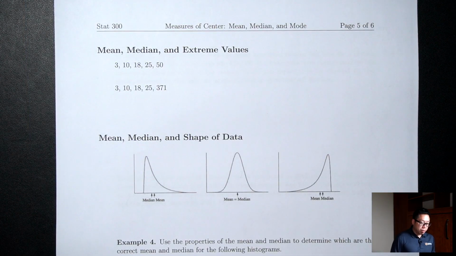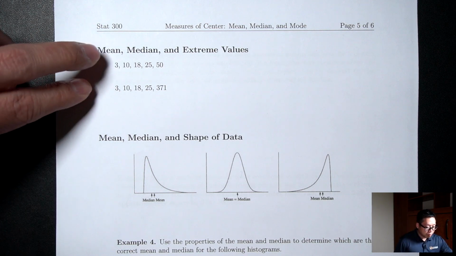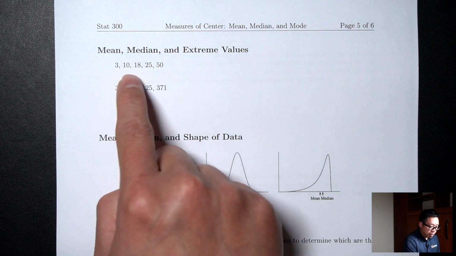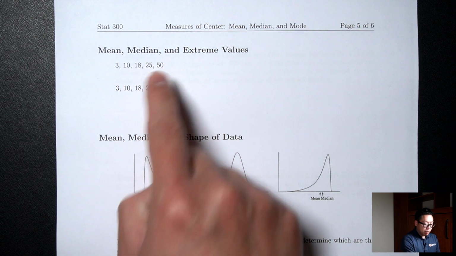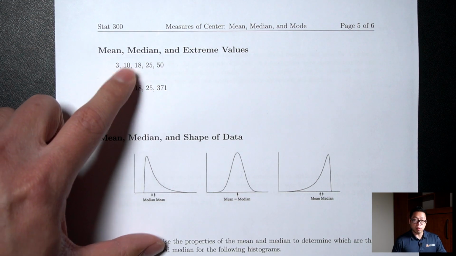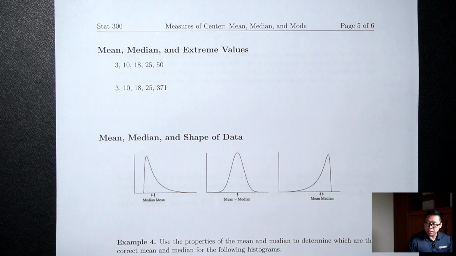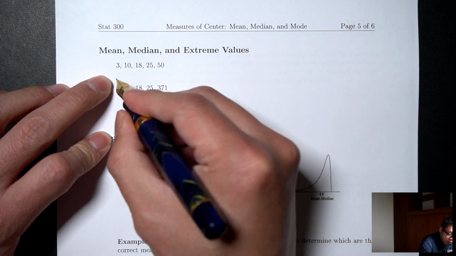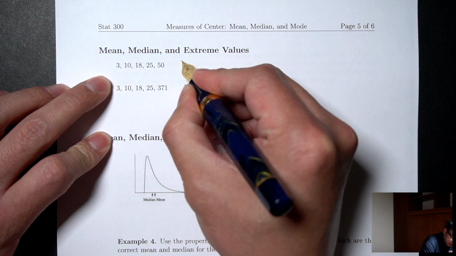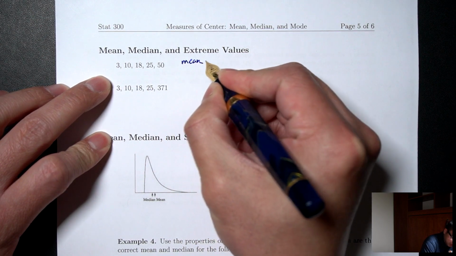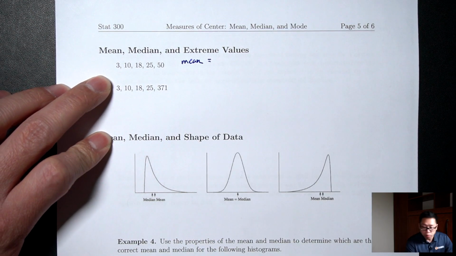Now that we know how to compute the mean, the median, and the mode, let's talk about some of their properties. First thing I want to talk about here is I have two sets of numbers, 3, 10, 18, 25, 50. Let me actually find the mean and the median for the first set here. And let me actually just tell you the answers. 3, 10, 18, 25, 50, I would tell you that if you were to compute it, the mean is 21.2.